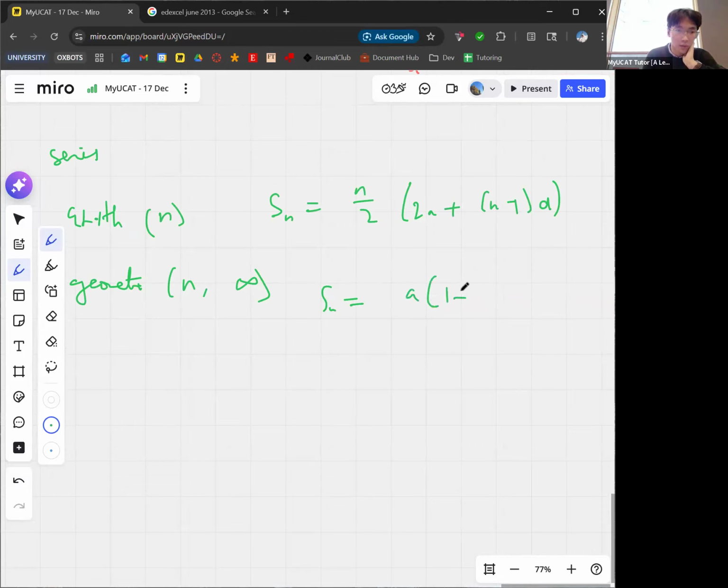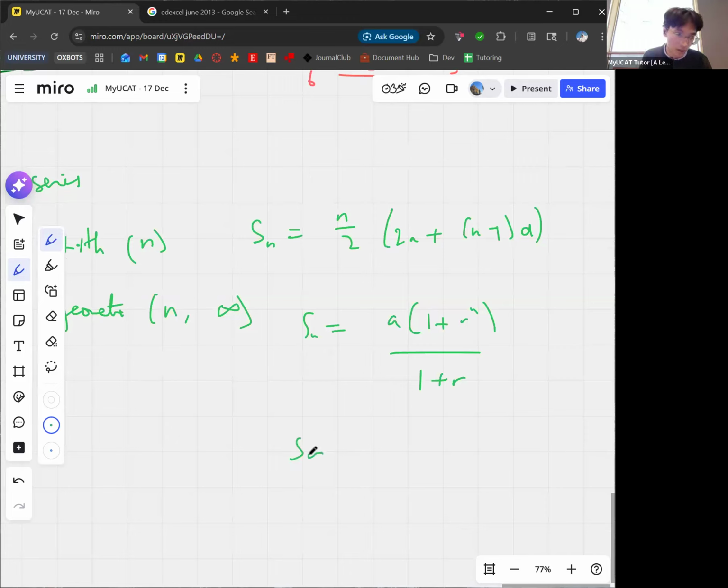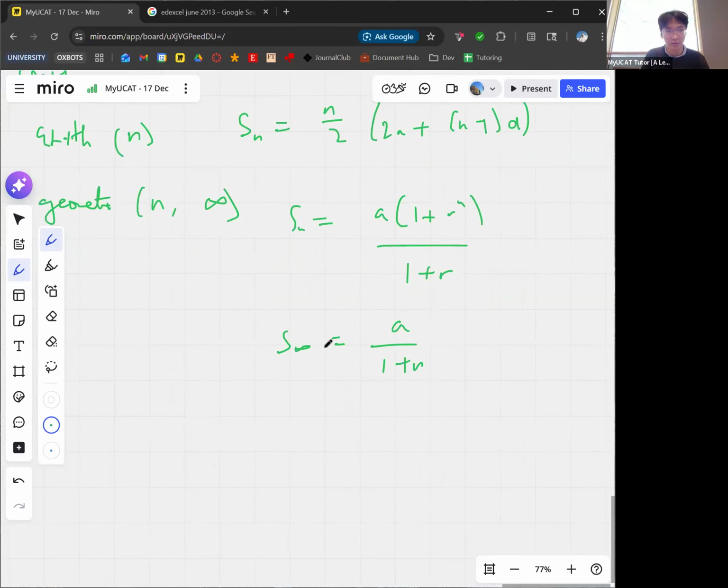A times 1 plus r to the n over 1 plus r. So that's something like that. It's in your formula booklet, so you should know that one. But the one that you want to remember is S infinity, which is a over 1 minus r.